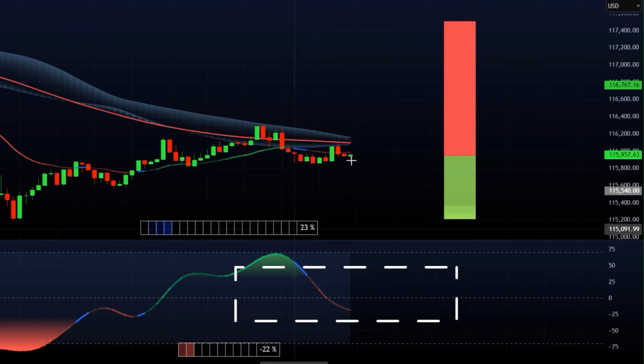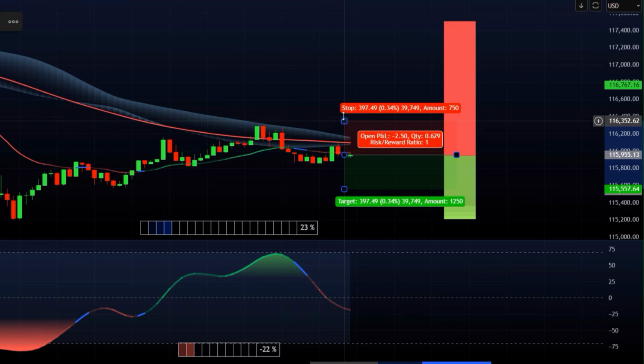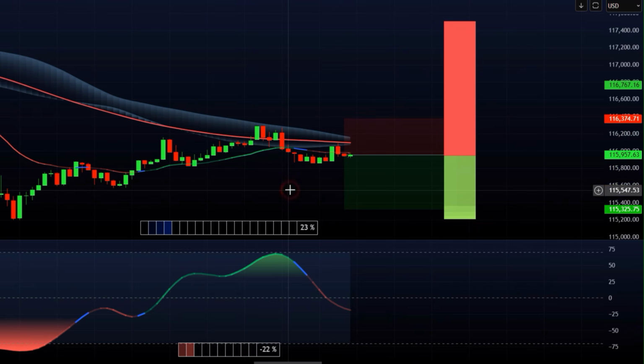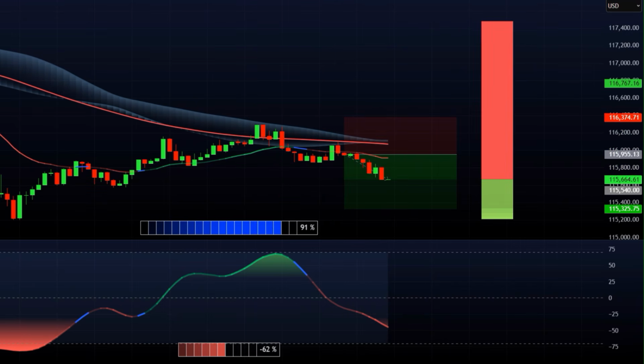Remember, no indicator is a crystal ball. This strategy is a tool to improve your decision-making, not financial advice. Always perform your own backtesting before risking capital.